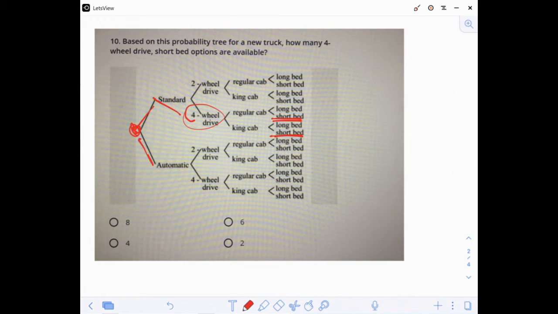But what if I got automatic? Well, I need four-wheel drive, so I got to go down here. I could get this four-wheel drive option, and after choosing a cab, regular or king cab, there is a short bed option, regular cab short bed and king cab short bed. Okay, so there are 1, 2, 3, 4 possible options offered at four-wheel drive and short bed.